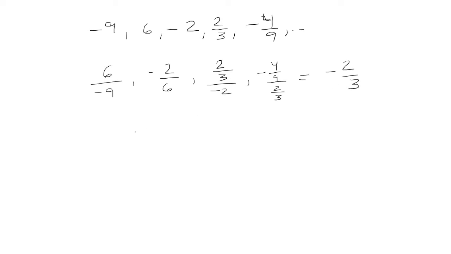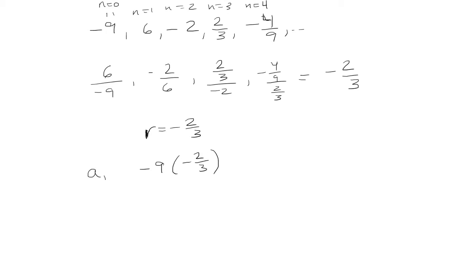Okay, so this is a geometric series with the ratio being negative 2/3. We're starting at n equals 0, so think of this as your 0th term. This is the first, second, etc. So you start at negative 9, and then you have to multiply by negative 2/3 to get to the next term. Now it's just a matter of figuring out what the exponent should be.